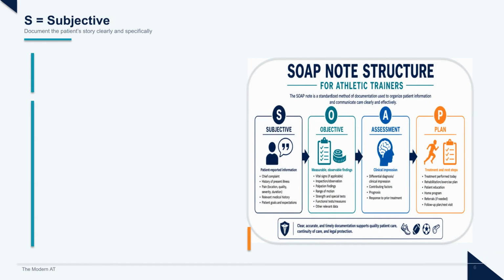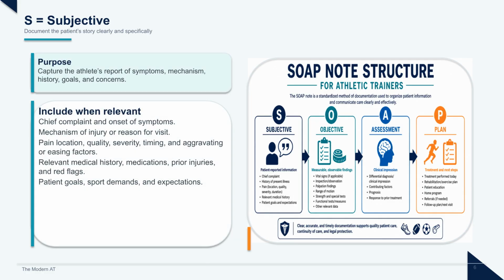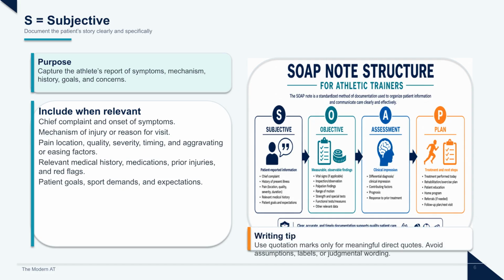The subjective section captures the patient's story, including the chief complaint, onset, mechanism, pain details, relevant medical history, and goals. Be specific. Instead of vague phrases, use detail. For example, include pain ratings and aggravating factors. Document what the patient reports clearly, avoiding assumptions or judgmental wording.